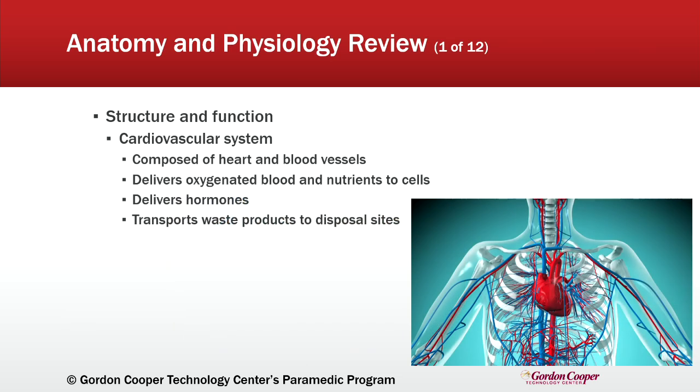Now let's take a moment to review the anatomy and physiology of the cardiovascular system. It's essential for understanding how it all works for our patients. First, the cardiovascular system is composed of two main components, the heart and the blood vessels. You might be wondering, what's the primary function of this system? Simply put, it's all about delivering oxygenated blood and nutrients to the cells throughout the body. You can think of it as a delivery service that ensures every cell gets what it needs to function properly. That's not all though.